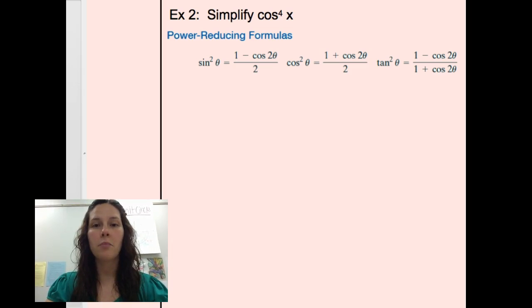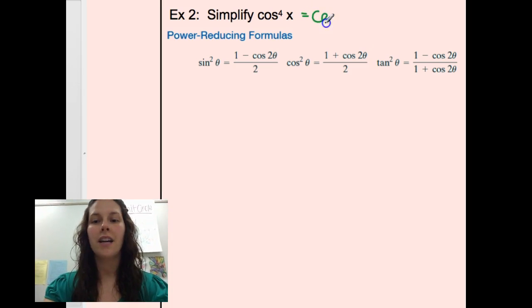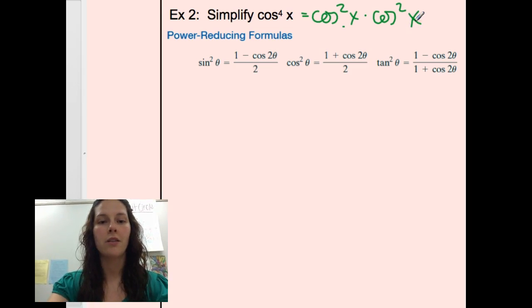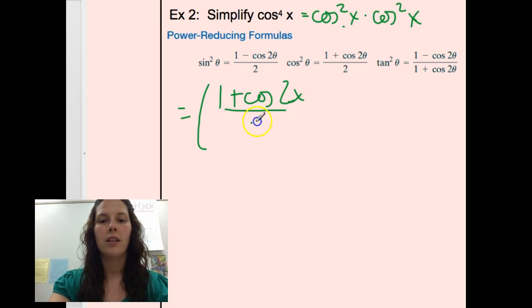We've got another example. We're going to be using the power reducing formulas twice again, because this time we have cosine to the 4th, which is the same as cosine squared times cosine squared. So we're going to get a fairly similar answer to what we saw on the first one. So starting by substituting in those cosine squared values as 1 plus cosine of 2x all over 2, and then we're going to multiply it by itself.